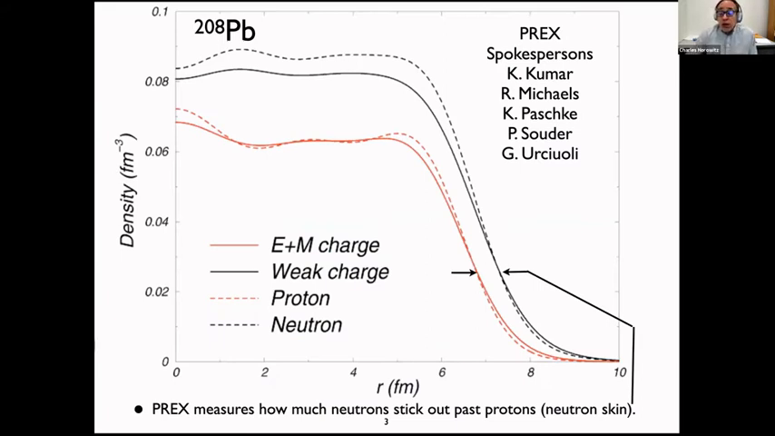So this is a simple relativistic mean field model for the densities in lead. The dashed red line is the proton density. So there's 82 protons, the density versus radius. The black dashed is the neutron density, so the 126 neutrons. And the P-REX experiment is focusing on how much the neutrons are expected to stick out compared to the protons. We're measuring the thickness of this neutron-rich skin.